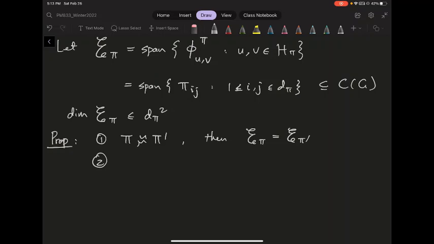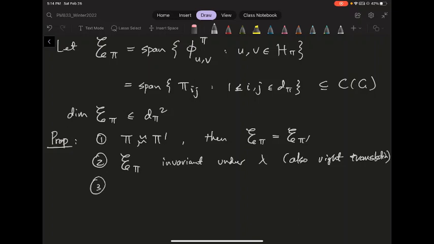And I want to also say that each of these E pi is invariant under lambda, under the left regular representation, and also the right regular as well. Should say also right translation, okay? So it's both left and right invariant.